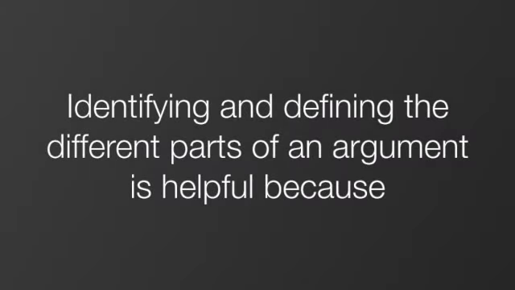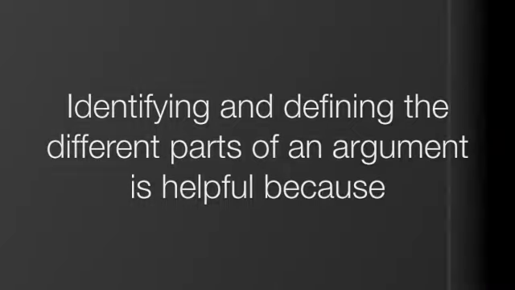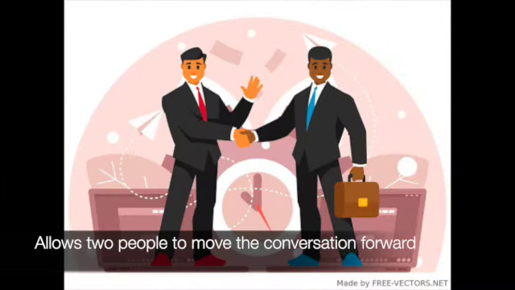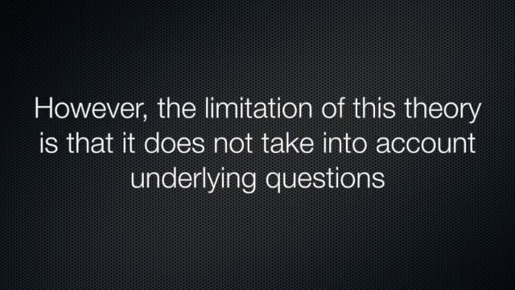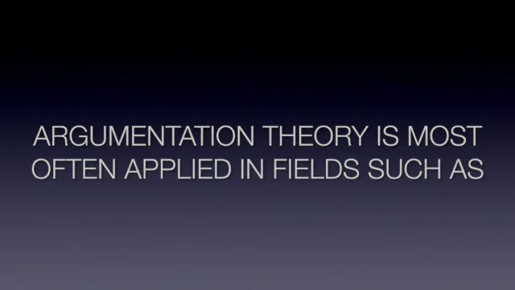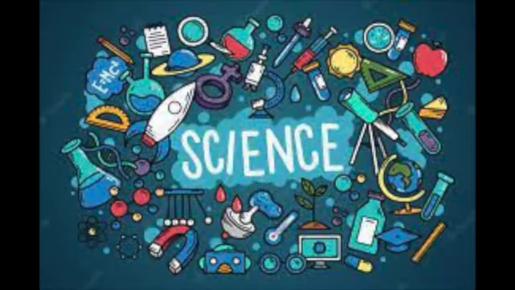Identifying and defining the different parts of an argument is helpful because it allows two people to move a conversation forward. However, the limitation of this theory is that it does not take into account underlying questions that may arise during an actual argument. If the other person in the argument doesn't follow the theory, a forward-moving argument may not occur. Argumentation theory is most often applied in fields such as law, politics, and science.